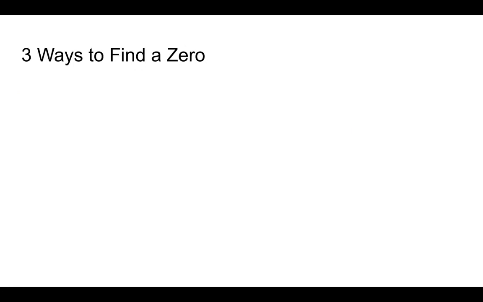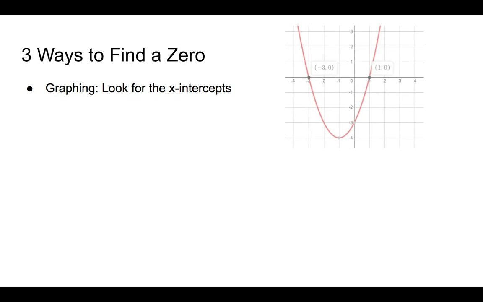There are 3 different ways that we've learned how to find a 0 in a function. First of all, graphing. You just look for the x-intercepts. So on your x-axis, that's where your function equals 0. So (-3, 0) and (1, 0). This has 2 zeros, or solutions, at -3 and 1.